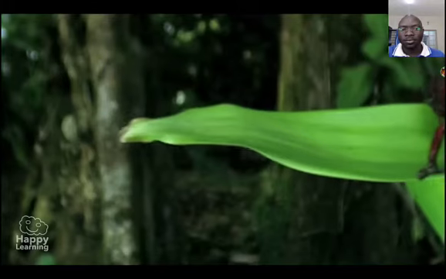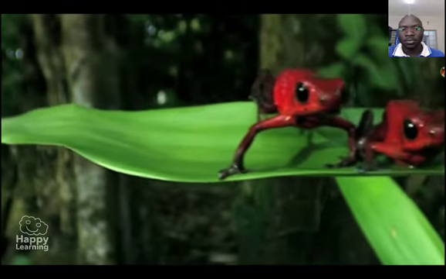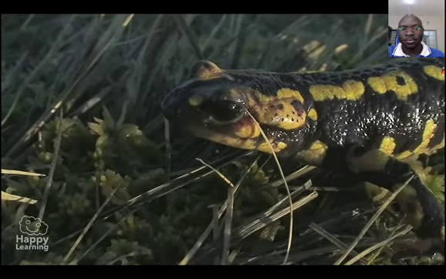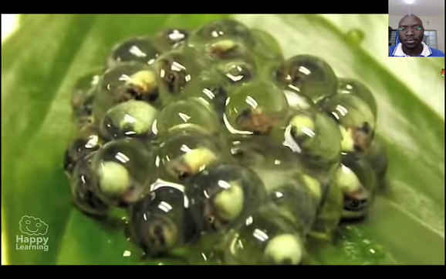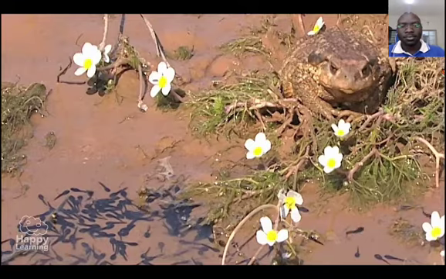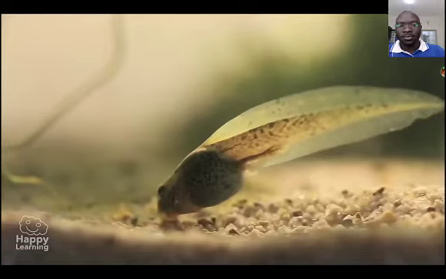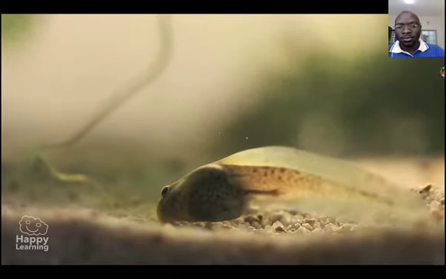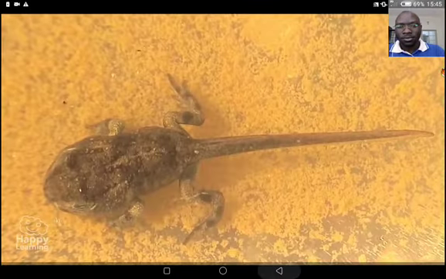So let's remember the most important characteristics. Amphibians are vertebrates. They're oviparous. In the early stages of their life, they live in water as larvae. But slowly they change so they look like their parents.